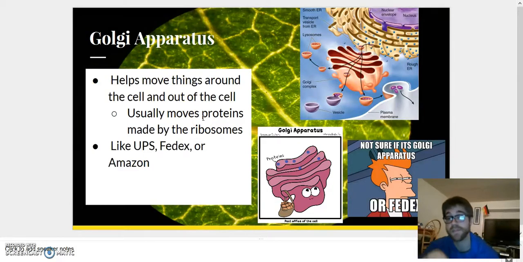So when the ribosomes make something, the Golgi apparatus, or the Golgi body, moves it. Kind of like this picture shows. Here are some proteins that were made, and then the Golgi apparatus packs them up and then takes them where they need to go. Kind of like FedEx, UPS, or Amazon.